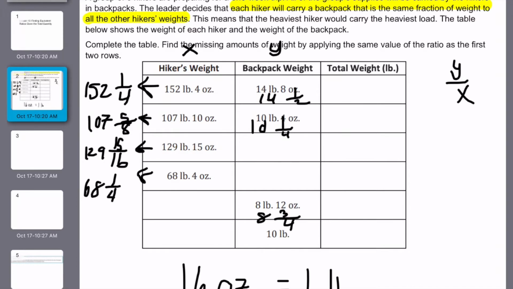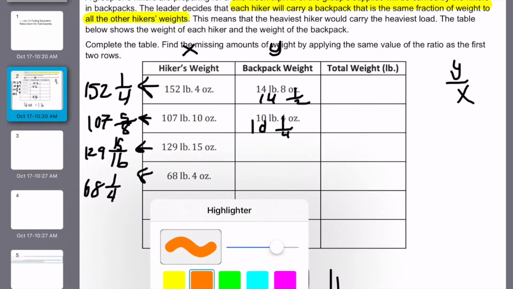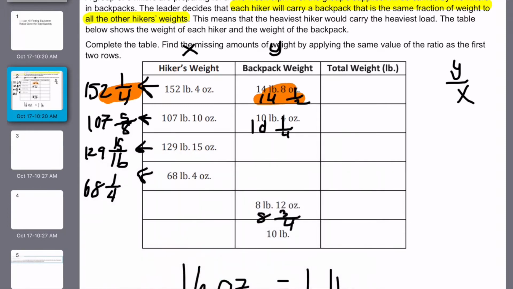Okay, so we are trying to fill in all of the missing blanks here. So it's important for me to try to find what my ratio or my rate is. So I'm going to go ahead and use the very first row in order to help me out. So the backpack's weight is proportional to the hiker's weight. So I'm going to do 14 and a half divided by 152 and 1/4. So 14 and 1/2 divided by 152 and 1/4.